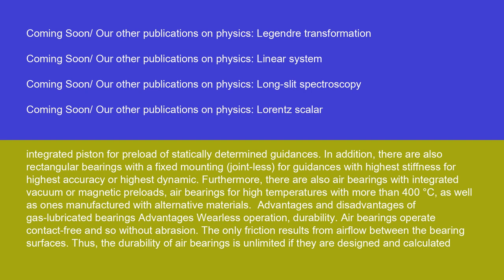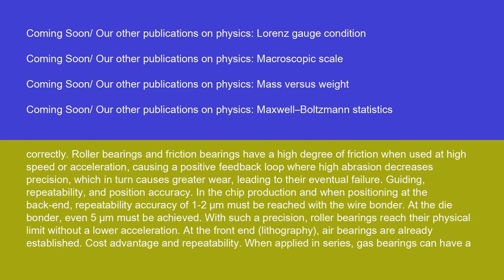Advantages and disadvantages of gas-lubricated bearings. Advantages: wearless operation, durability. Air bearings operate contact-free and so without abrasion. The only friction results from airflow between the bearing surfaces. Thus, the durability of air bearings is unlimited if they are designed and calculated correctly. Roller bearings and friction bearings have a high degree of friction when used at high speed or acceleration, causing a positive feedback loop where high abrasion decreases precision, which in turn causes greater wear, leading to their eventual failure.